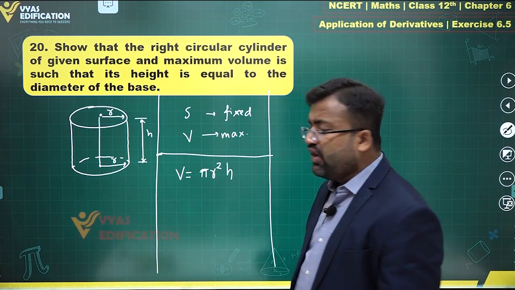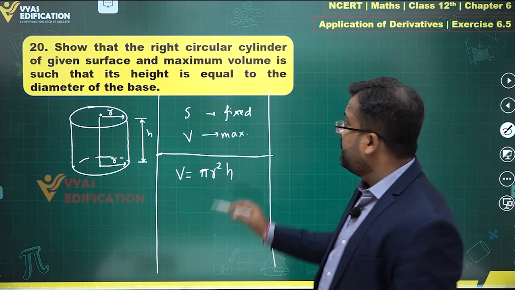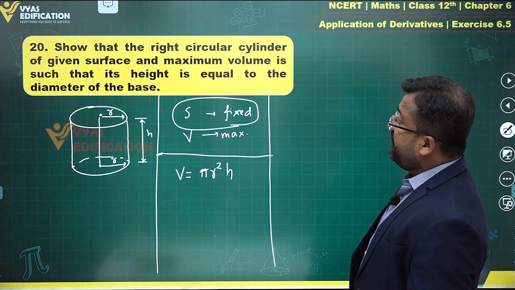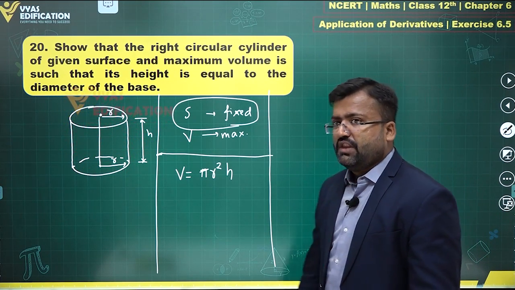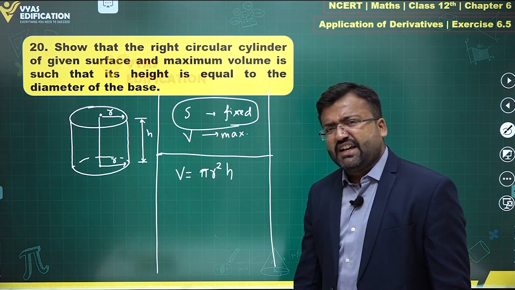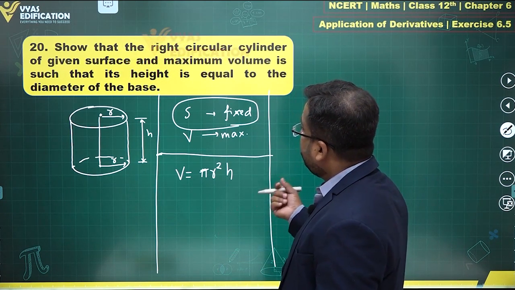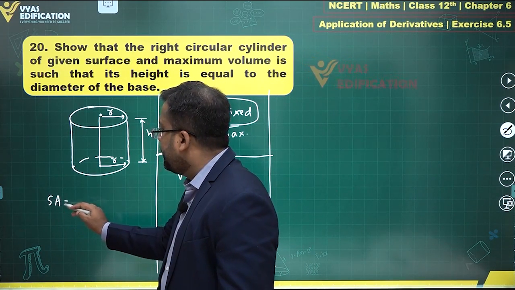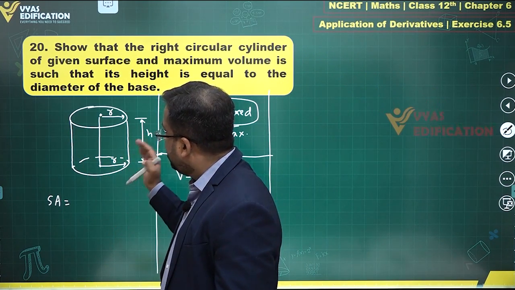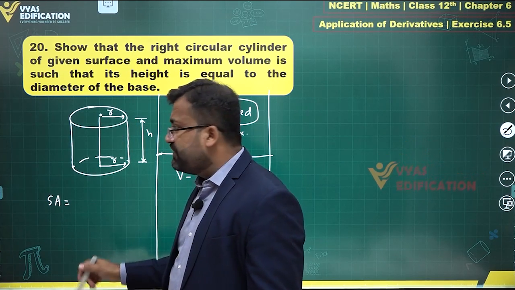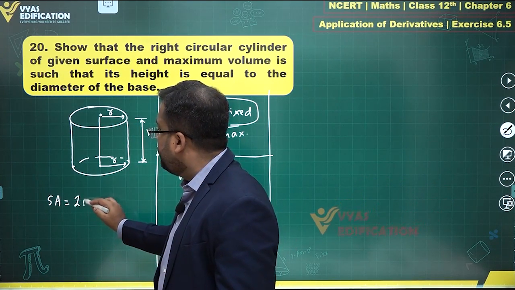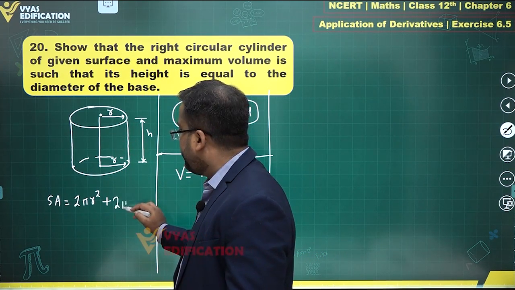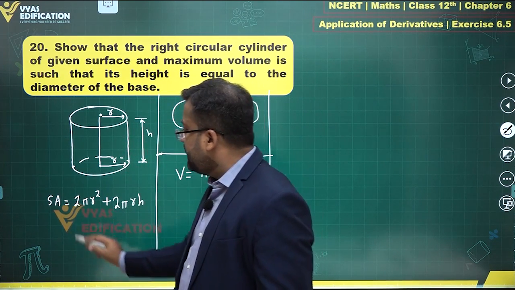Oh, there are two variables involved. How can we eliminate one of the variables? There should be some condition given. Yes, there's something fixed. What is that fixed? The surface area is fixed. So if the surface area is fixed, where does that take us? Surface area will be equal to the curved surface plus the top and bottom surfaces. Top and bottom surfaces give 2 pi r square, plus 2 pi r times h is the curved surface area.